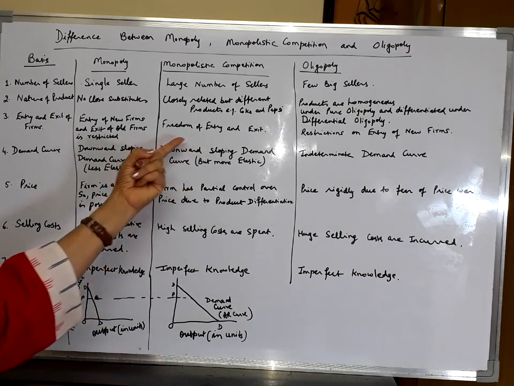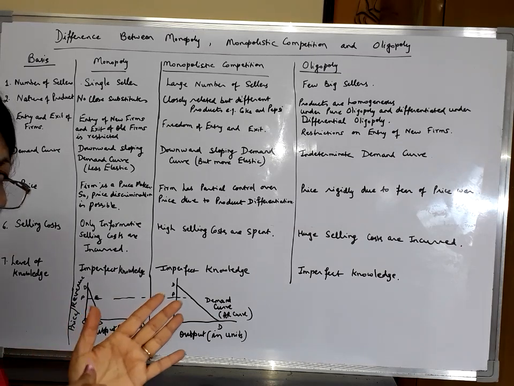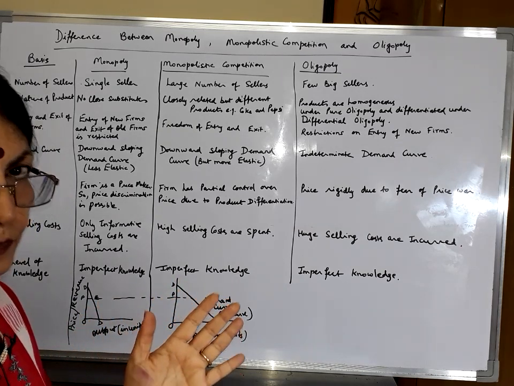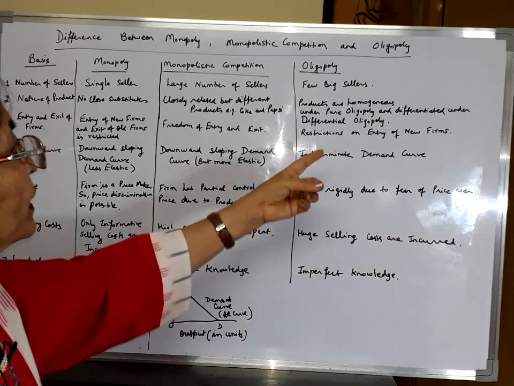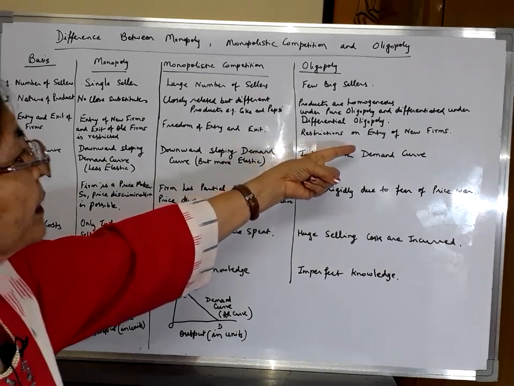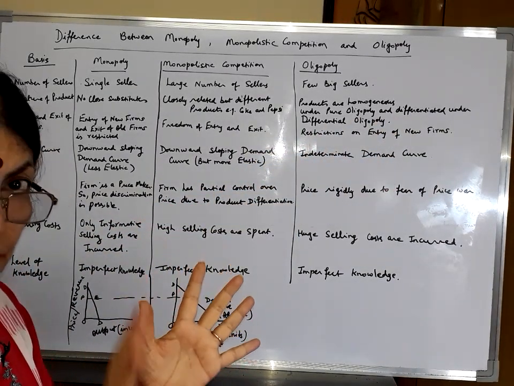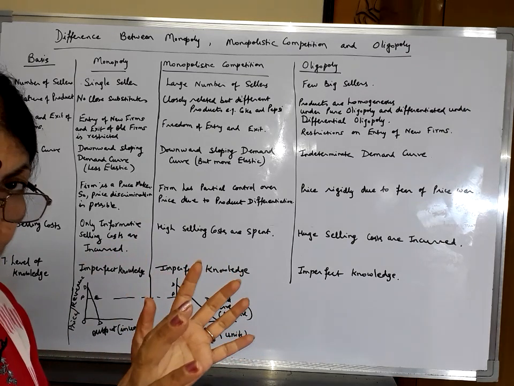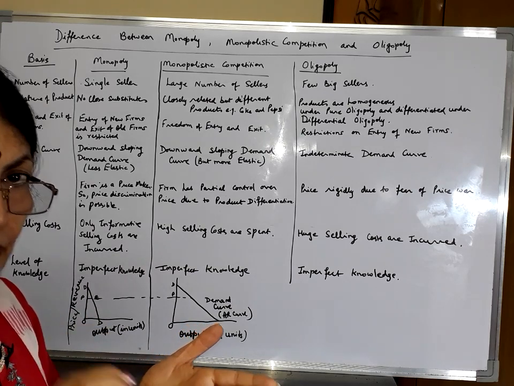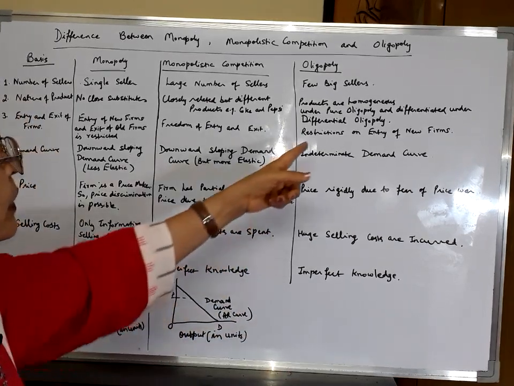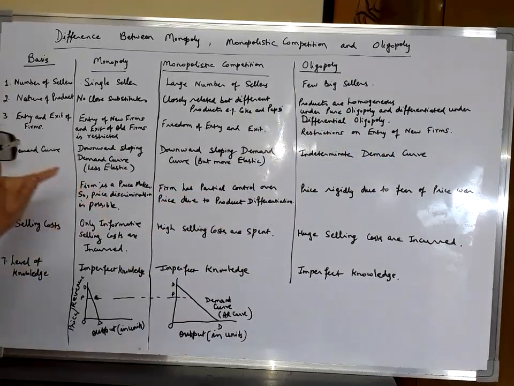Monopolistic competition, freedom of entry and exit. So here new firms are allowed to enter and existing firms also, in case they want to leave the market and they are facing losses, they can leave the market. For oligopoly, there is restriction of entry of new firms. Since they have made a cartel, meaning a group of producers trying to understand what will be the price fixed and the output supplied in the market, new firms have difficulty in entering the industry.